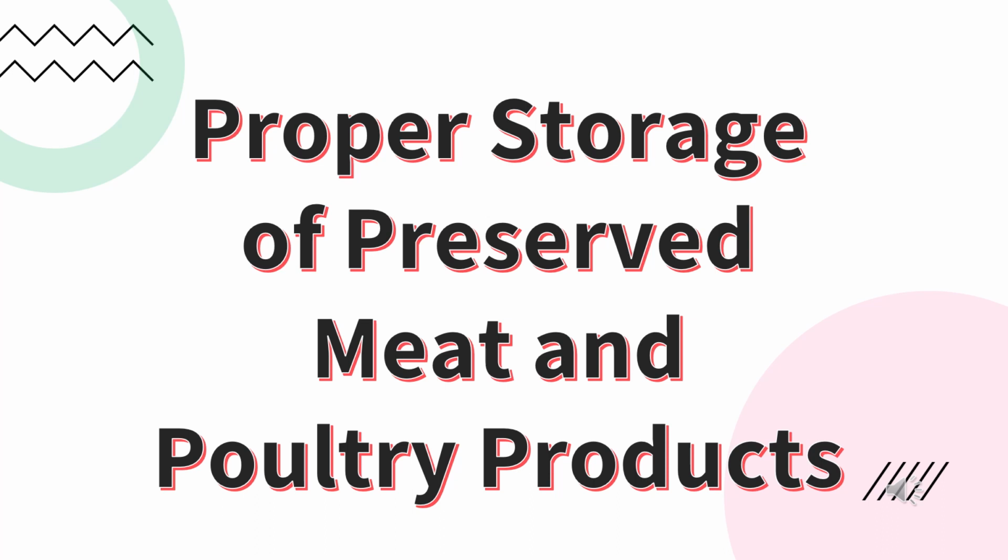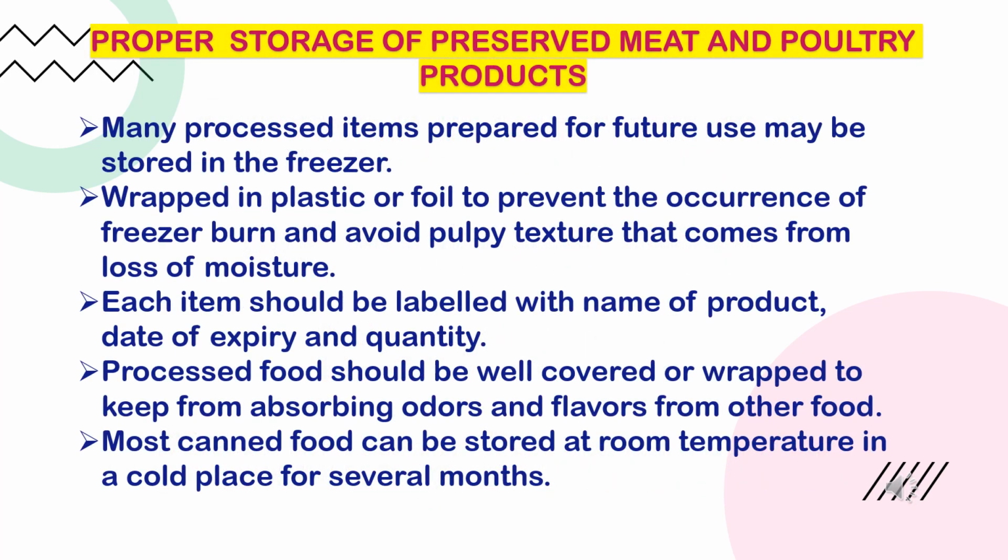Proper storage of preserved meat and poultry products. Many processed items prepared for future use may be stored in the freezer, wrapped in plastic or foil to prevent freezer burn and avoid the pulpy texture that comes from loss of moisture. Each item should be labeled with the name of the product, date of expiry and quantity. Processed food should be well covered or wrapped to keep from absorbing odors and flavors from other food.